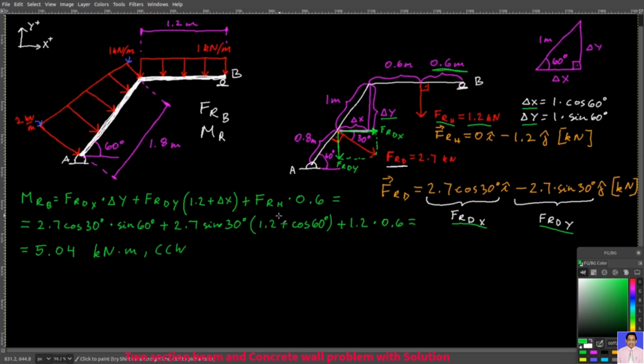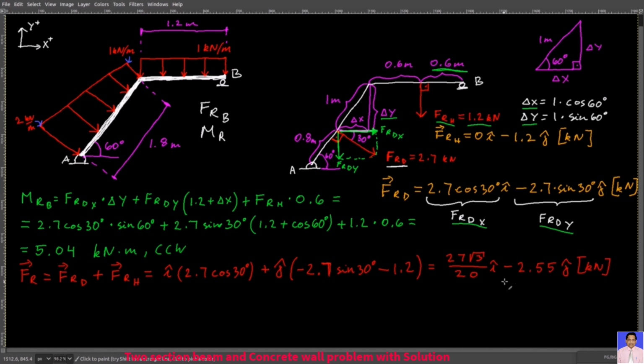That's why they are all positive, and the final result is also positive. And then you have to calculate the total resultant force. So FR equals FRD plus FRH. I only have one I component here. That's my FRDX. And then I have a J component for my FRDY and FRH. So this is my FRDY, this is my FRH, and in the end, this is my final resultant force.